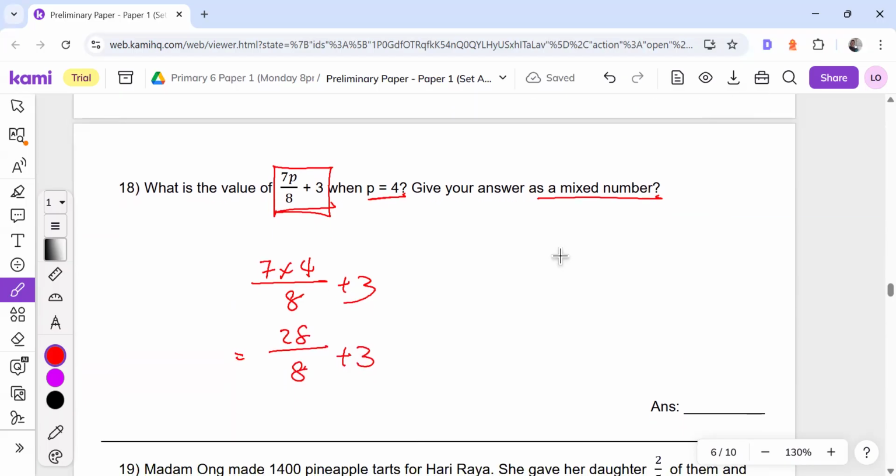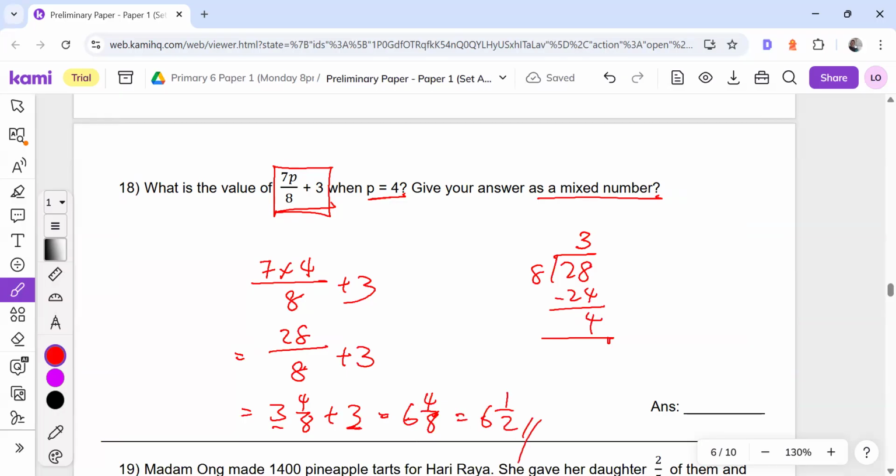Then 28 over 8, to get your mixed number, go and divide, and you will get a fraction. Don't divide some more, because if you divide some more, it becomes a decimal already. So you have 3 and 4 over 8 plus 3. How to add them together? 3 plus 3, 3 becomes 6, and 4 over 8. And you need to have the simplest form, so that will be 6 and 1 over 2.